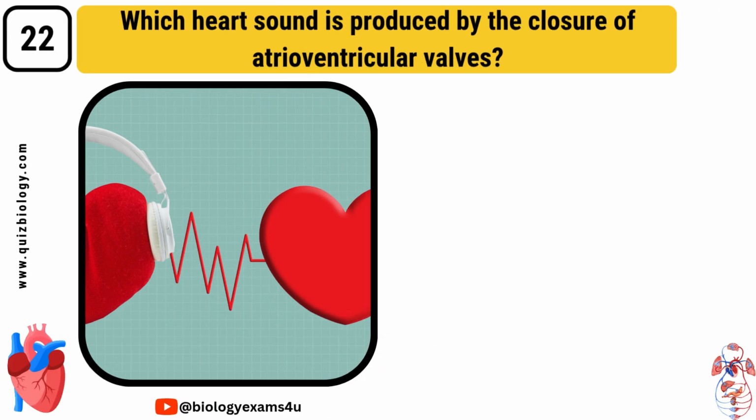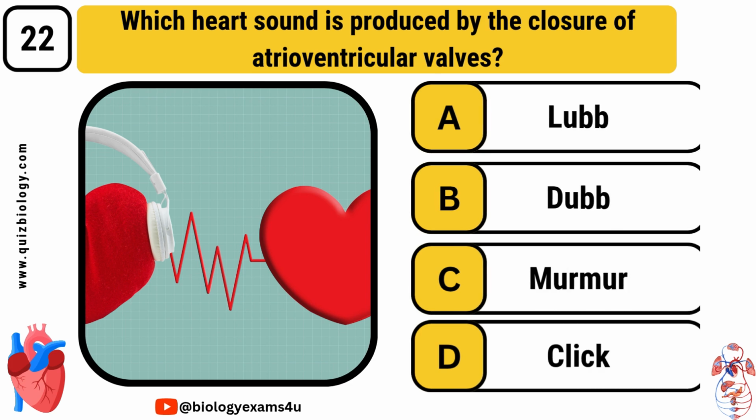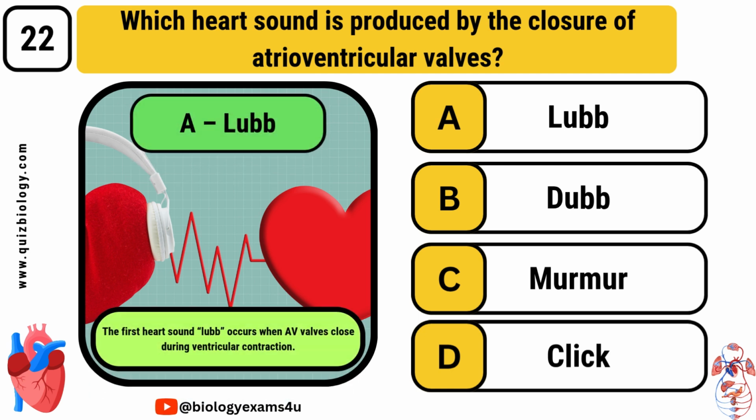Which heart sound is produced by the closure of atrioventricular valves? Lub sound, dup sound, murmur sound, click sound. The first heart sound, lub, occurs when AV valves close during ventricular contraction.